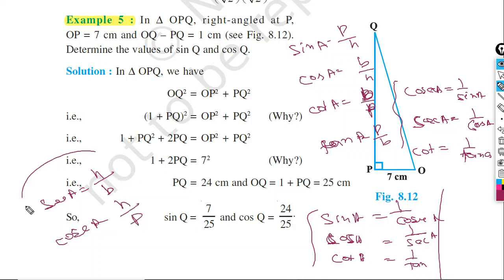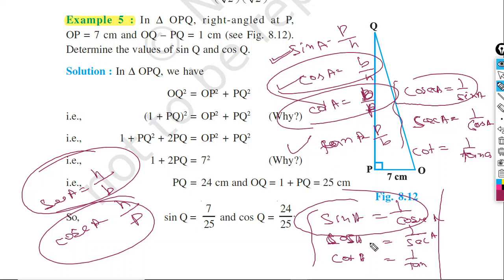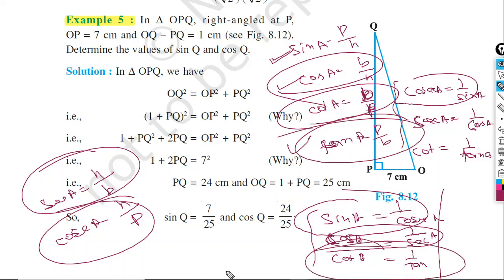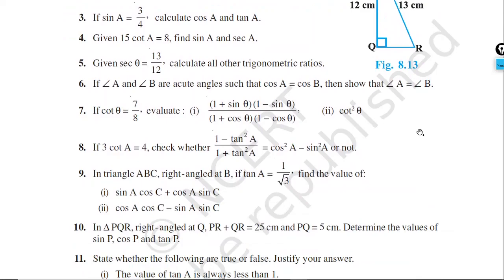You don't need to remember these last ones. You just remember sin A, cos A and tan A, and after that you know sin A equals 1 by cosec A, cos A equals 1 by sec A, and tan A equals 1 by cot A, or cot A equals 1 by tan A, whatever you can write. So you need to remember only three: sin, cos, tan or cot. So this is for this exercise, the introduction of trigonometry. Then in the next chapter we will discuss exercise 8.1. Okay, thank you.